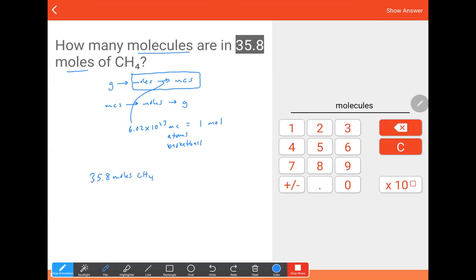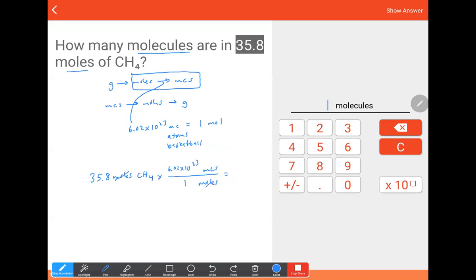CH4. Now we need to get out of moles into molecules. And we're going to put the numbers in the right place. So this is where this process helps. So this one goes here, and the 1 goes down there. We've canceled moles and we're in molecules.